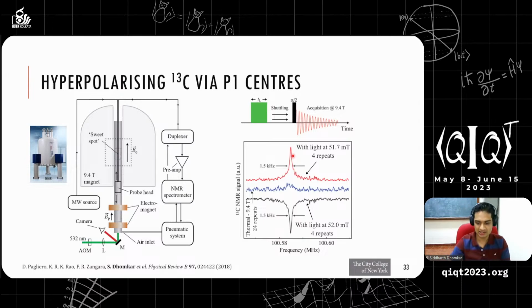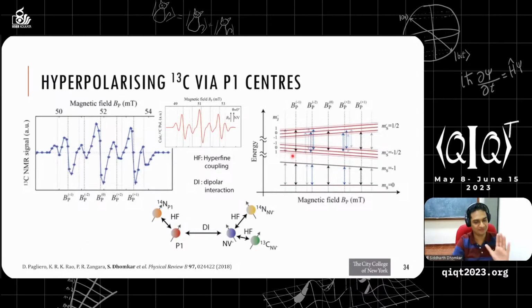Unfortunately I don't have time to explain the mechanism. It's a 5-spin flip-flop mechanism. It's a very interesting quantum problem. We are dealing simultaneously with 5 different spins, and that's how you end up with very nice carbon-13 polarization.